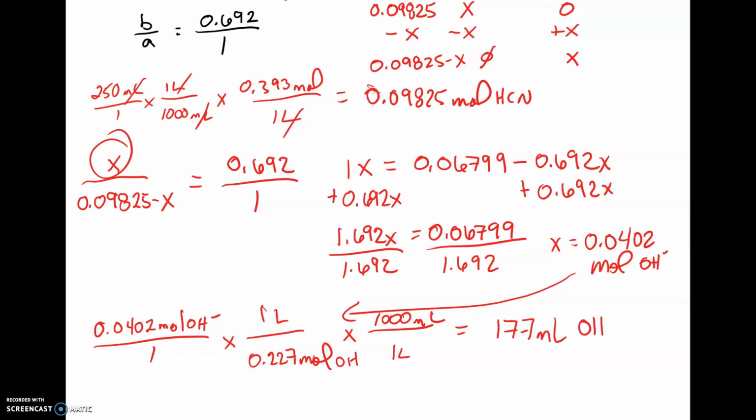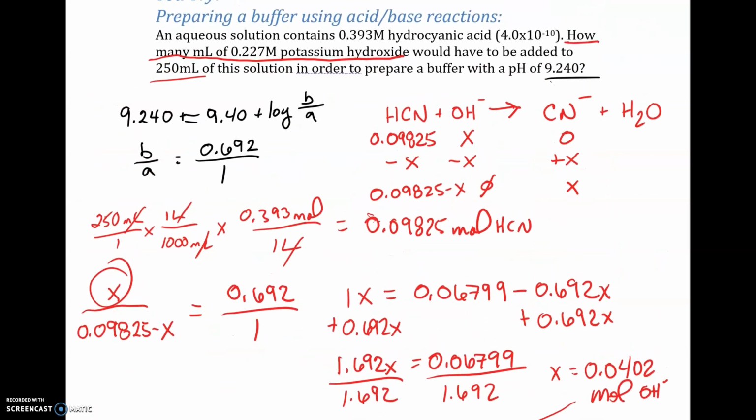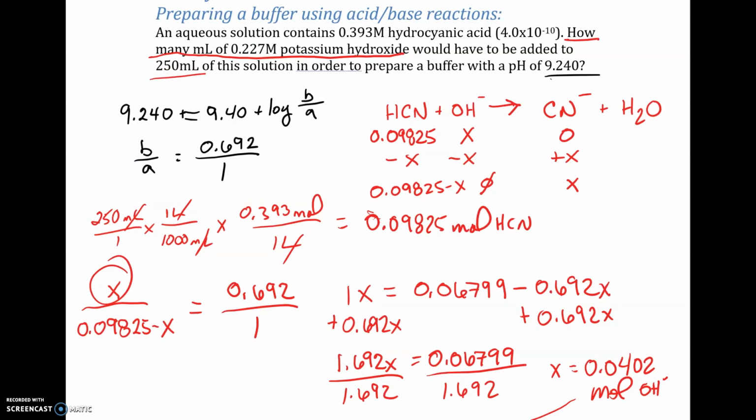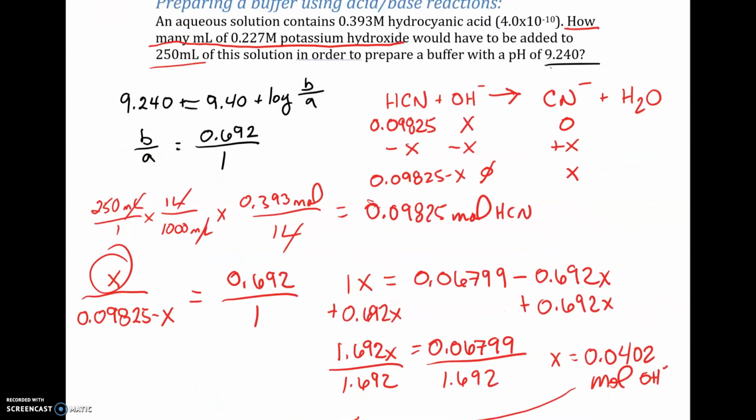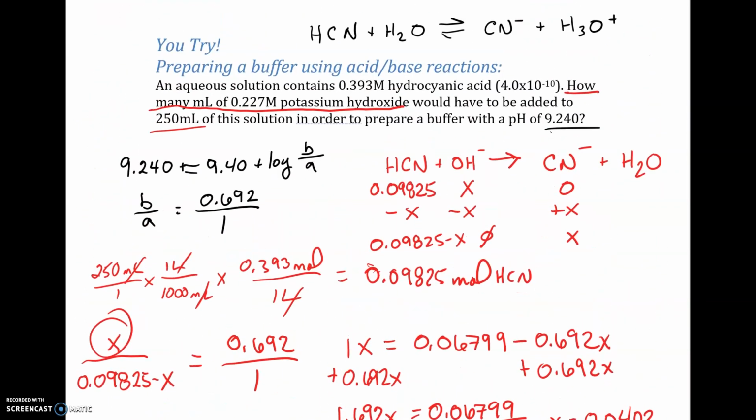And if we go back up to our Ka, that only had 2 significant digits. So technically, to 2 significant digits, it would be 180 milliliters. 180 milliliters of my hydroxide ion, which is coming from the potassium hydroxide. So we had this solution made up, and if we added 180 milliliters of that solution to 250 milliliters of the HCN at 0.393 molar, we would produce a buffer with a pH of 9.240.